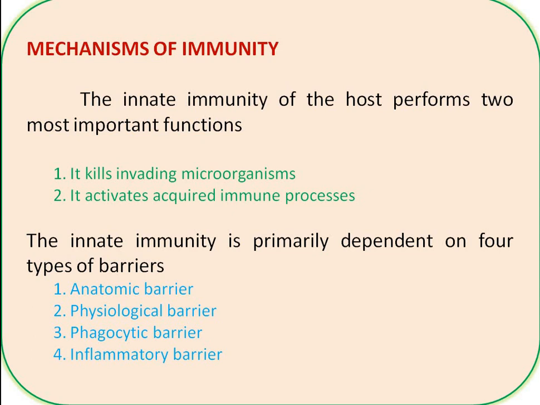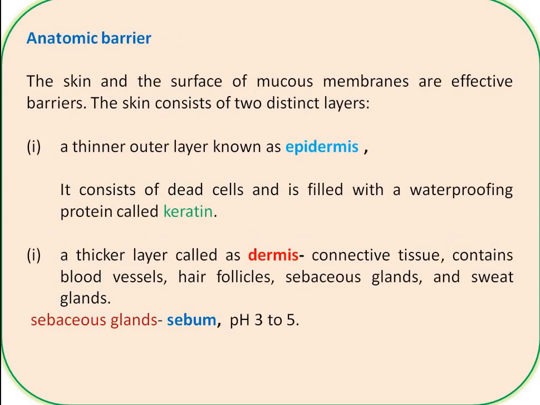Mechanism of immunity. The innate immunity of the host performs two most important functions. The first one, it kills invading microorganisms. Second one, it activates the acquired immune response. First of all, the immune system tries to kill invading pathogens. Second, the immune system also activates the adaptive immunological process. Innate immunity primarily depends on four types of barrier: anatomical barrier, physiological barrier, phagocytic barrier, and inflammatory barrier. These are the four barriers involved in innate immunity.